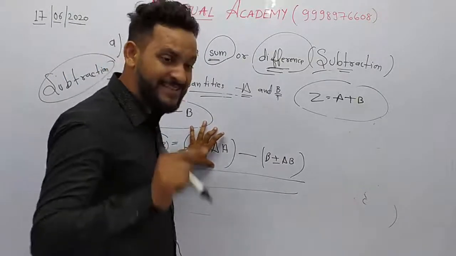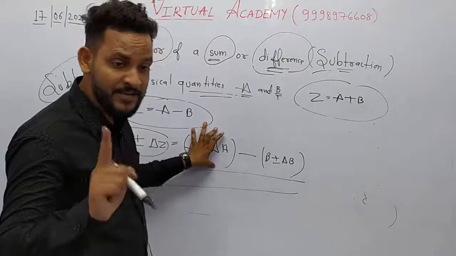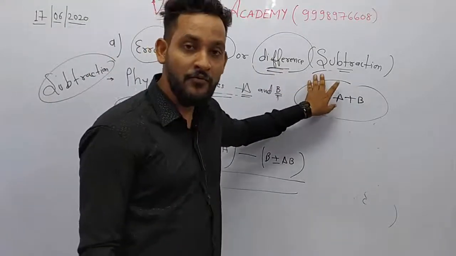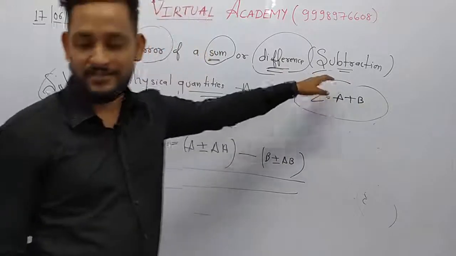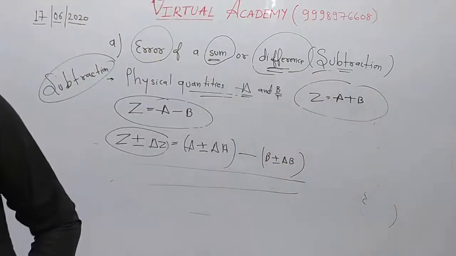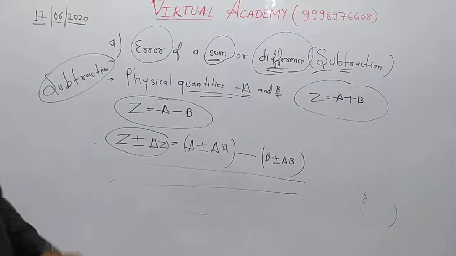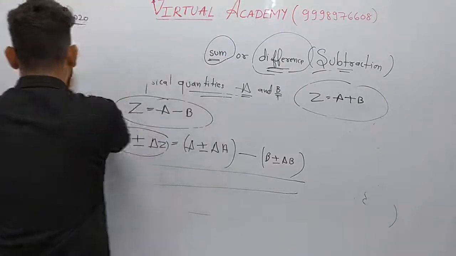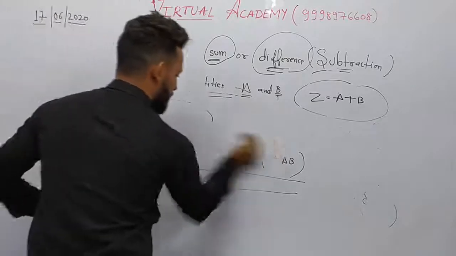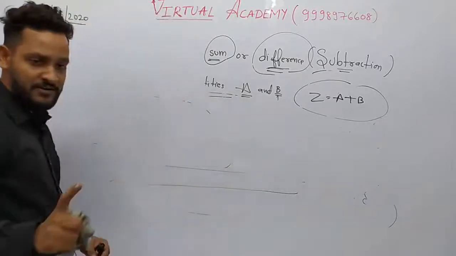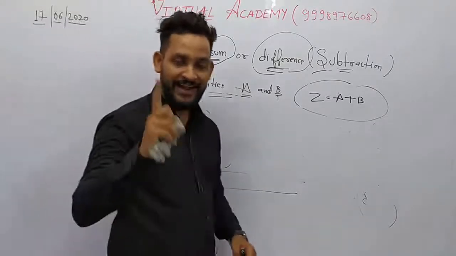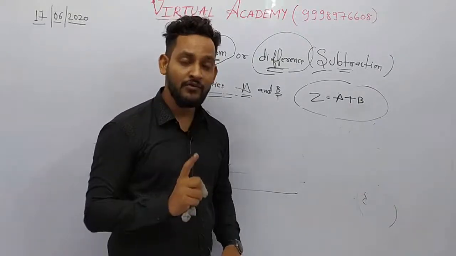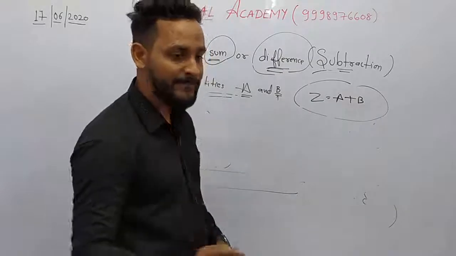I'm repeating the same line again and again. Just keep it in your mind. After addition and subtraction, we have to go for multiplication and division. So in the first term, we have studied addition and subtraction. Now we have to go for division and multiplication.